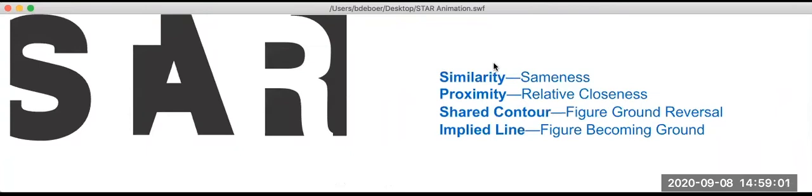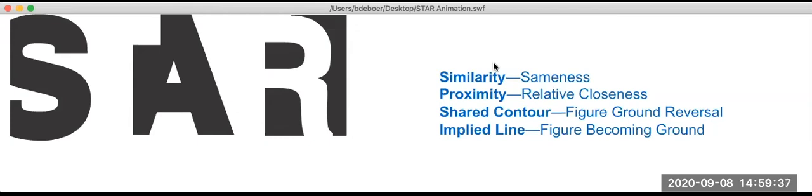Okay, so now if I animate this, and those three letter forms come together, we're now seeing a situation that is an example of four main things: similarity, proximity, shared contour, and implied line. We already talked about implied line and its effect on figure becoming ground or ground becoming figure. We have not talked about those other three things yet. So the first one that I want to mention is this idea of proximity or relative closeness.